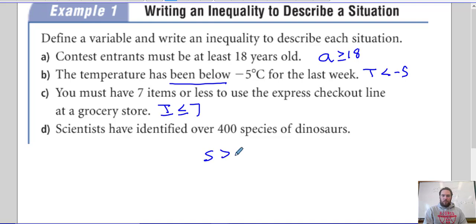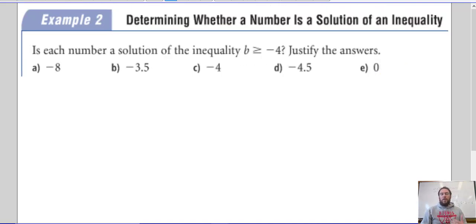So S is greater than 400 for the same reason, because it's over 400. It's not equal to 400. When we're trying to check these things, if we think back to the last couple of sections, we were verifying our solutions by plugging the numbers into our equation to see if they worked. The same thing can be done here, but instead of both sides being equal, we just have to make sure that the inequality symbol is right.